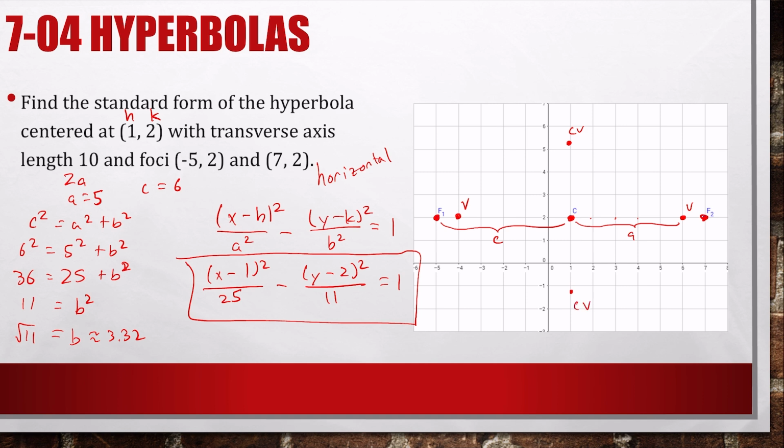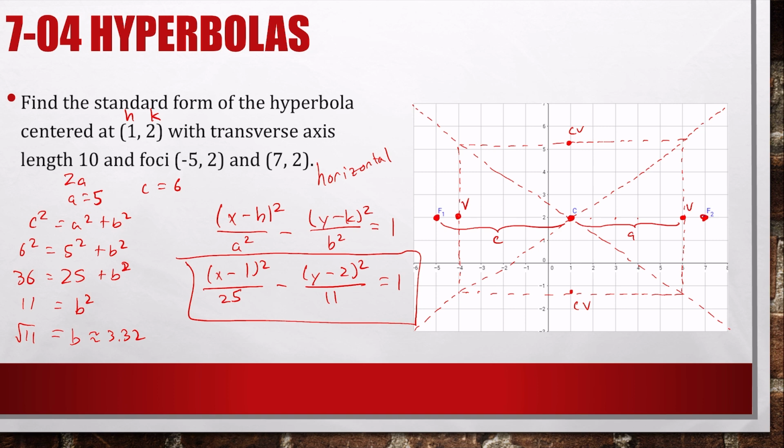Now the thing we do here is we actually draw a box. So we're going to draw a rectangle that goes through the vertices and the covertices. So draw a box through the vertices and covertices. And then we're going to draw the asymptotes. The asymptotes go through the corners of the box through the center. So from the corner of the box through the center.